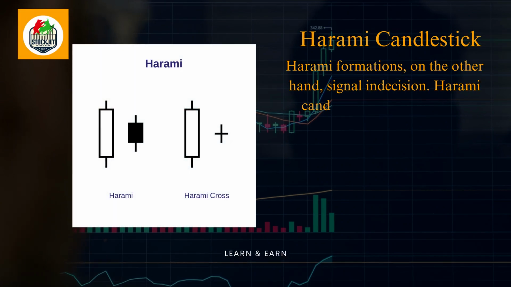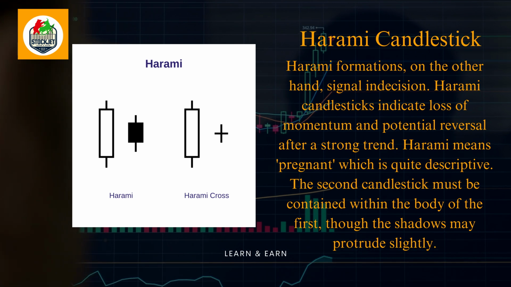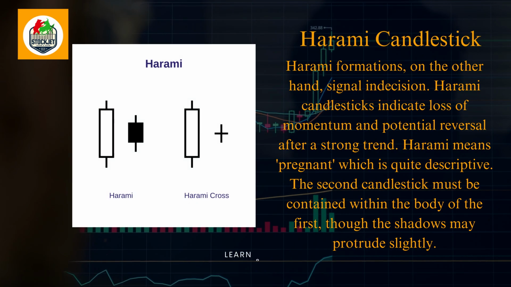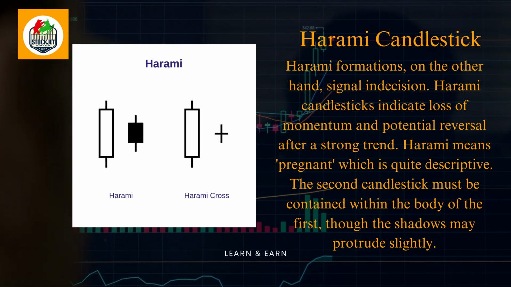Harami candlestick. Harami formations, on the other hand, signal indecision. Harami candlesticks indicate loss of momentum and potential reversal after a strong trend. Harami means pregnant, which is quite descriptive. The second candlestick must be contained within the body of the first, though the shadows may protrude slightly.